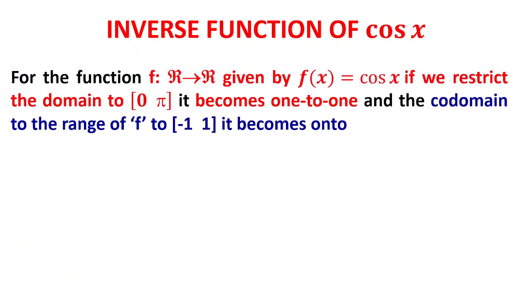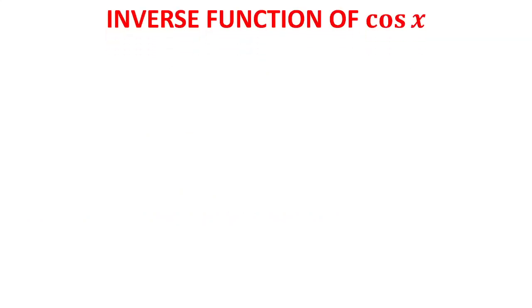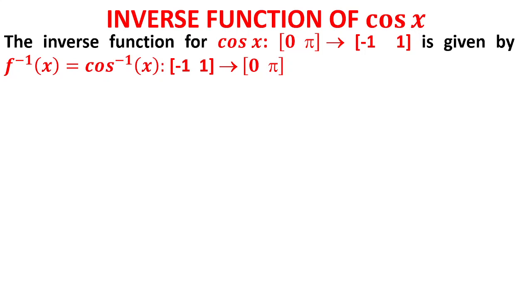Therefore, we are taking f from R to R given by f of x, restricted so that the domain is 0 to pi and the range is -1 to 1. Therefore, this function will now be a one-one and onto function. Therefore, this function will have an inverse given by cos inverse x from -1 to 1 to 0 to pi.